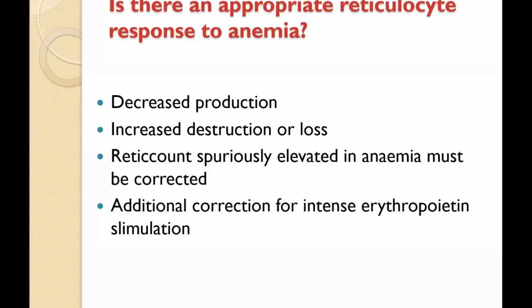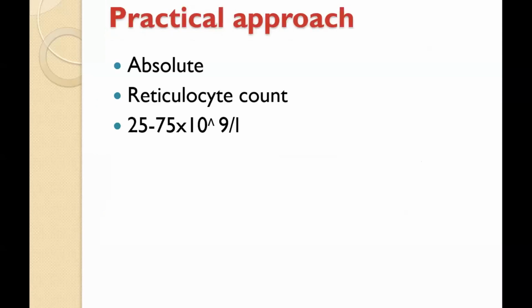And we have to see whether there is an appropriate reticulocyte response or not. If retic is low, it may be because of decreased production. If retic is high, increased destruction or loss. Retic count may be spuriously elevated in anemia. It must be corrected. Corrected reticulocyte count is important, and an additional correction may be for intense erythropoietin stimulation. Practically, look for the absolute reticulocyte count. These days automated analyzers also provide the absolute reticulocyte count.